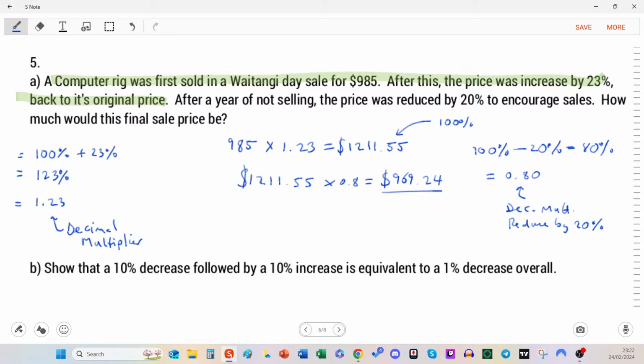So originally it was 985. So it's ended up less than it was before, even though it was reduced by less than it was increased by. A very important concept that we'll explore down here.